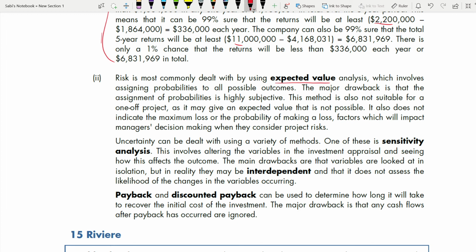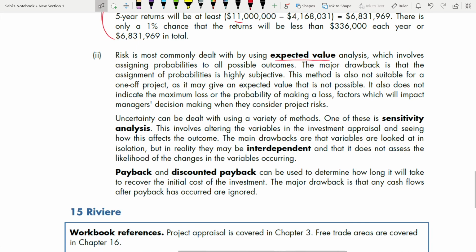So, factors which will impact manager decision making when they consider project risk. Of course, when a manager looks at the project risk, they need to consider these factors, but expected value will not look into those factors. So that is a disadvantage. Now let's go to the other one.